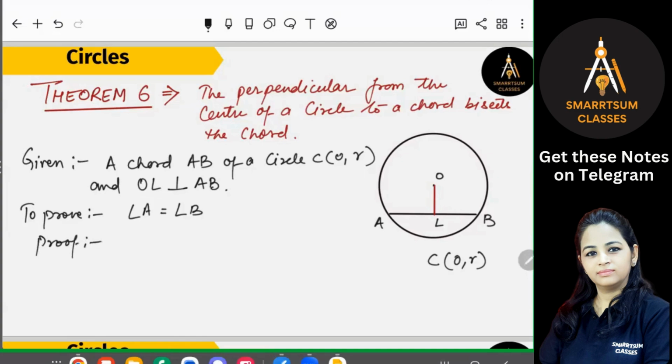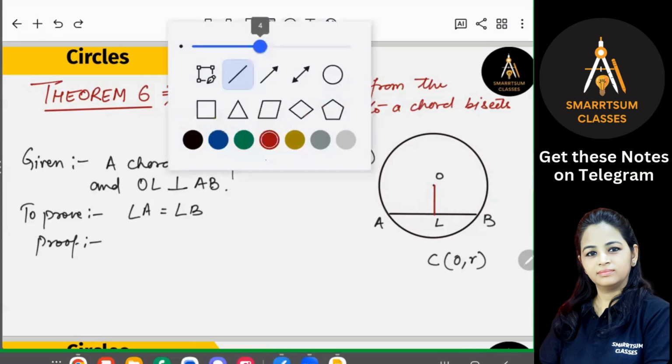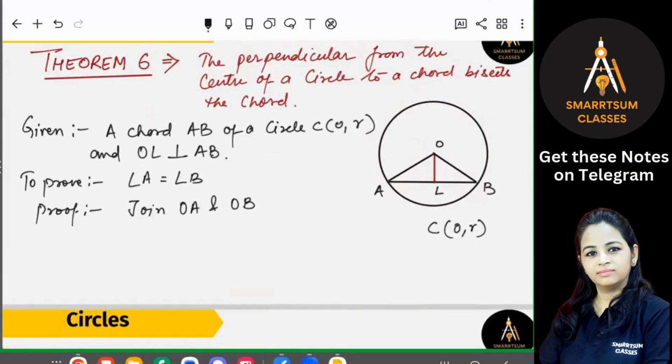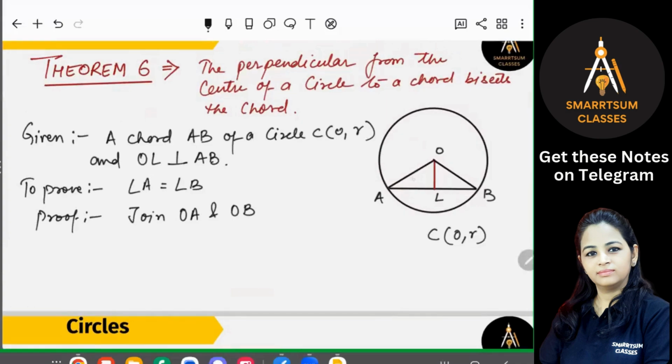Now, what is the proof for this? We will do a construction here, right? What we will do? We will join OA and OB, right? Okay, we have joined OA and OB. Now, by joining these two points, OA and OB, we are getting two triangles. If you can see here, one triangle, another triangle. There are two triangles you can see, OLA and OLB, and both are right angle triangles.